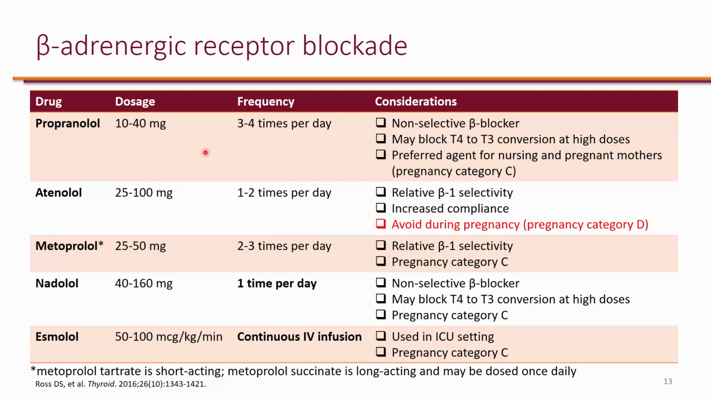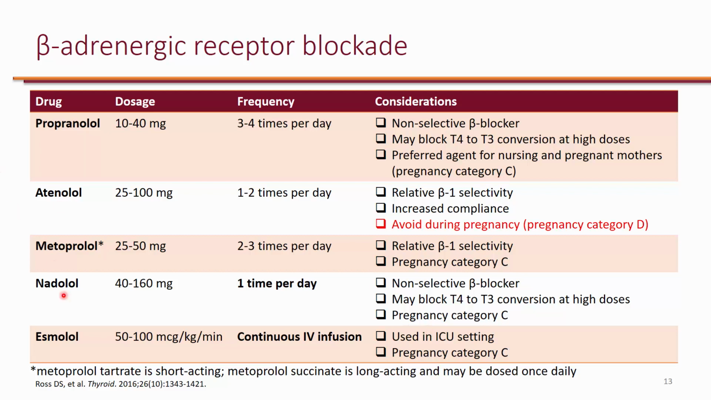So pretty much most beta blockers are pregnancy category C. Atenolol happens to be pregnancy category D, so the guideline actually says to avoid it during pregnancy. Now, this is not an absolute contraindication. It's not category X. If it's category X, you definitely should not use it during pregnancy. But category D, especially if we have safer options like category C, then you should definitely try to avoid atenolol during pregnancy.